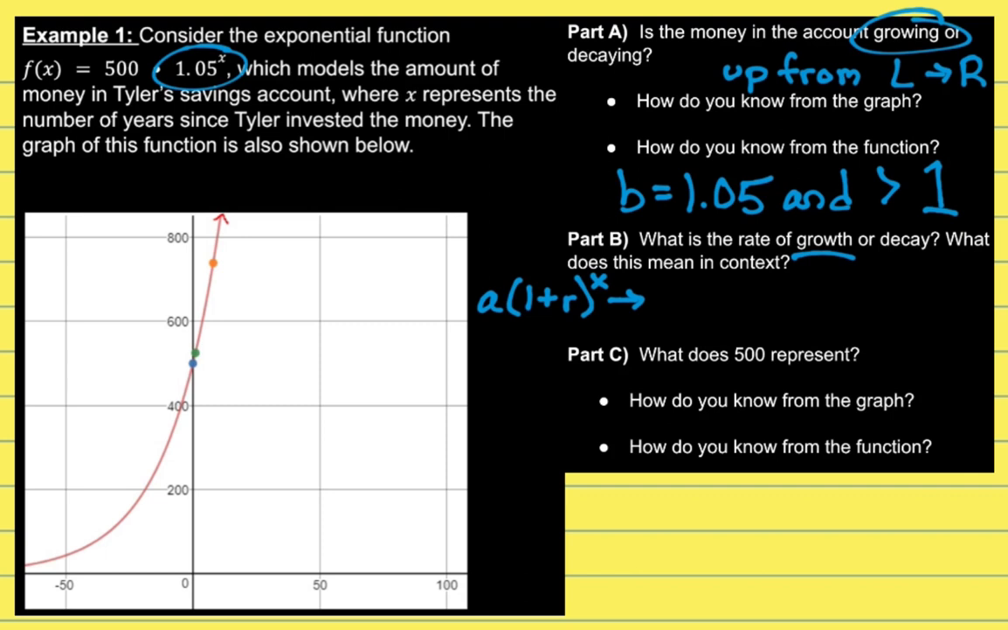Part B asks for the actual rate of growth. Here's how you calculate that. Remember, it's all based on the 1 plus R part, which in this case is 1.05. How would you figure out the actual rate of growth?